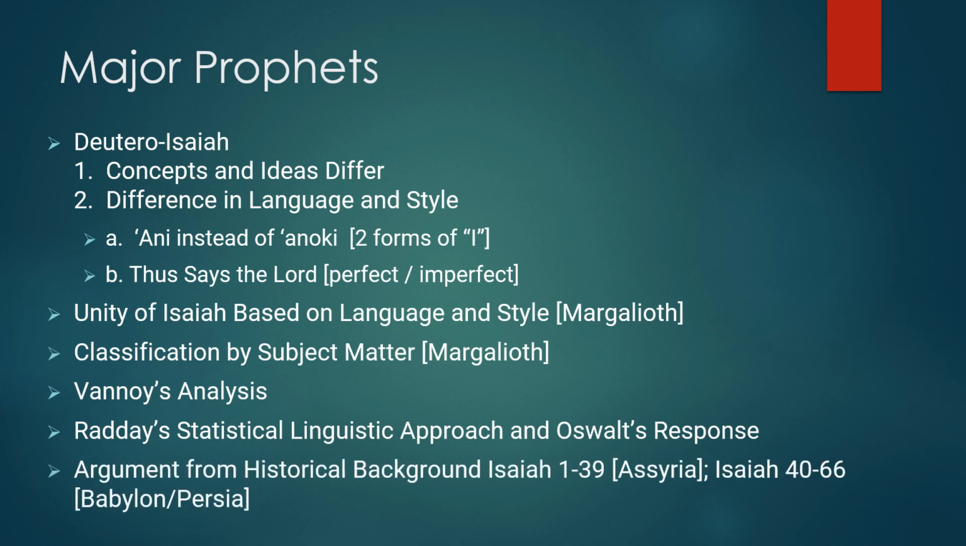Let's go on to the argument from historical background. That argument from language and style, it seems to me, is not a conclusive argument, but I think that you have to look at it both ways. The very nature of the argumentation means that it is very difficult to construct a cohesive argument on the basis of linguistics for the unity of Isaiah. So we move on to the argument derived from historical background.